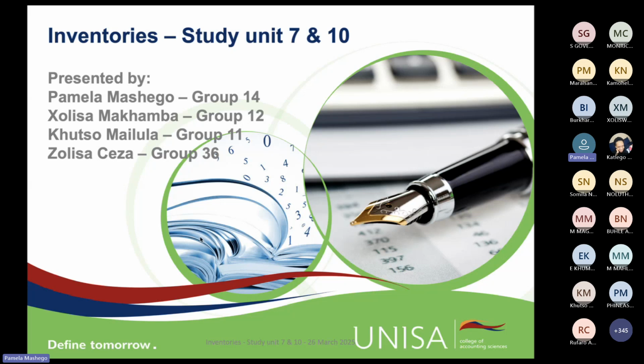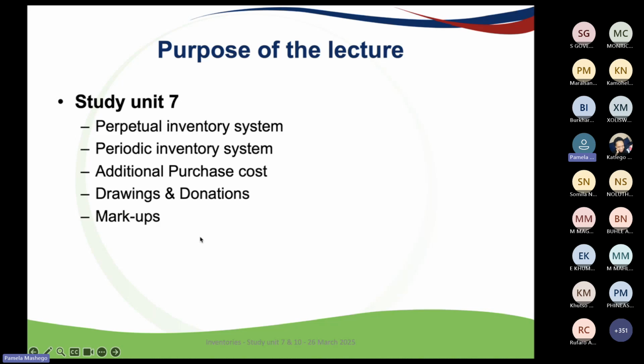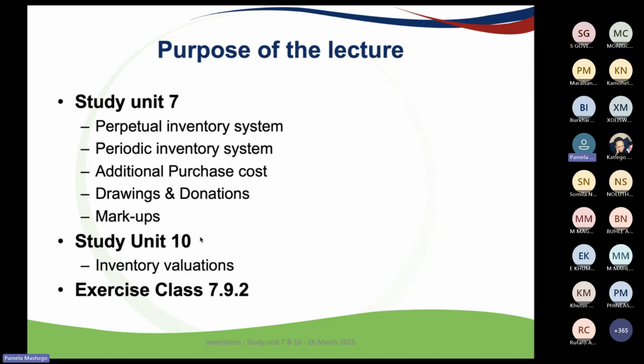Okay, so without wasting any further time, I will get into the purpose of tonight's class. In tonight's class, we are going to discuss study unit 7, where we will discuss the two inventory systems and cover the differences between them, including the journal entries. Then I'll also discuss the valuation of inventory, which is in study unit 10. And then after that, Kolisa will take you through exercise 7.9.2 with you guys.